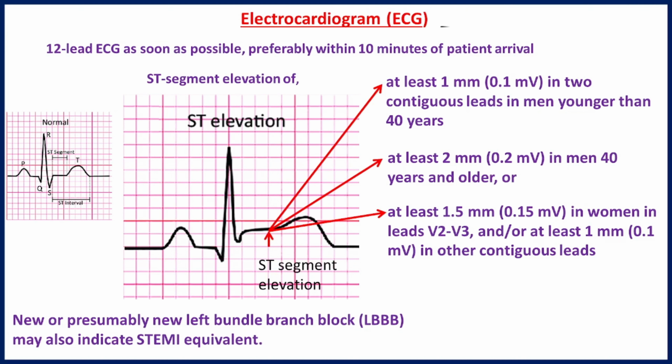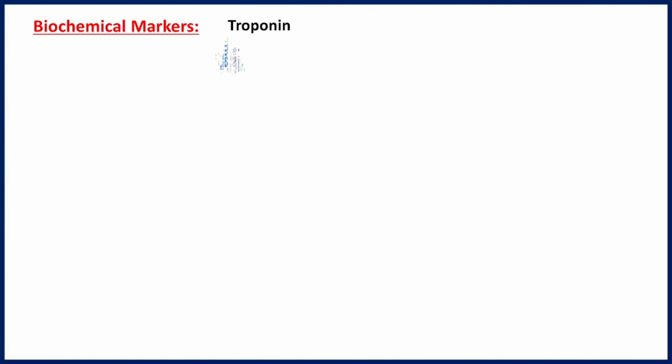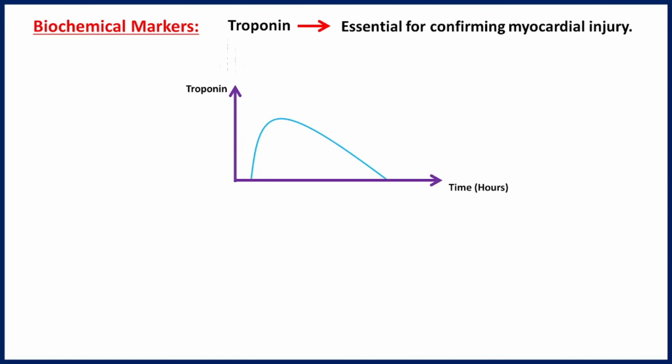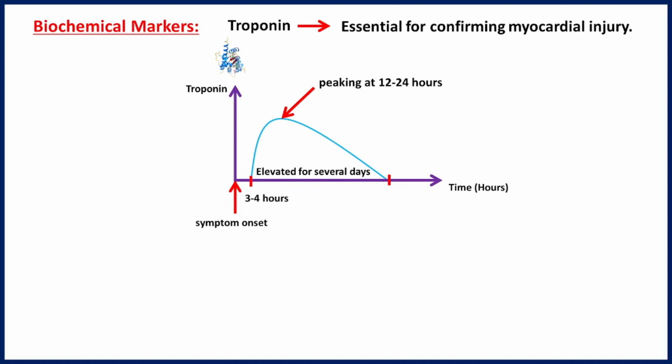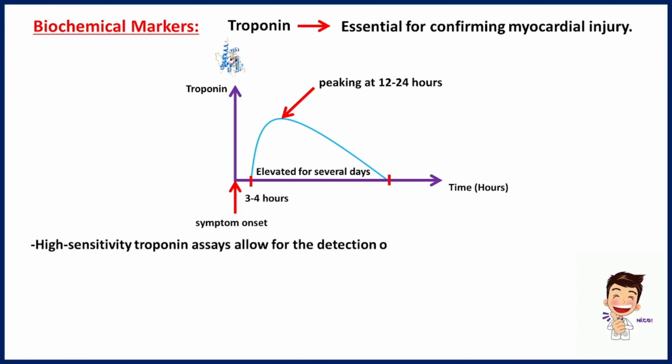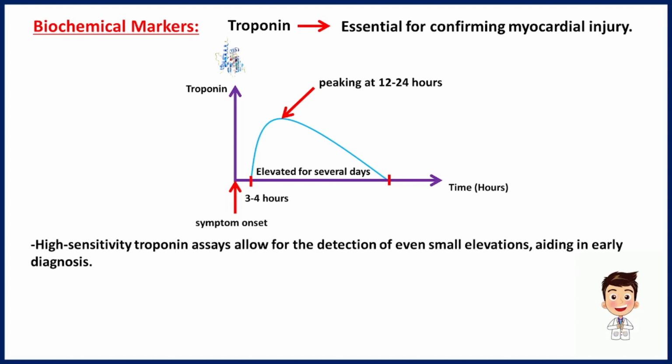In addition to initial ECG, serial ECGs may be necessary to detect dynamic changes over time, especially if the initial ECG is non-diagnostic, but clinical suspicion remains high. Biochemical markers. Cardiac biomarkers, particularly troponin, are essential for confirming myocardial injury. Troponin levels typically rise within 3 to 4 hours of symptom onset, peaking at 12 to 24 hours, and remain elevated for several days. High-sensitivity troponin assays allow for the detection of even small elevations, aiding in early diagnosis.